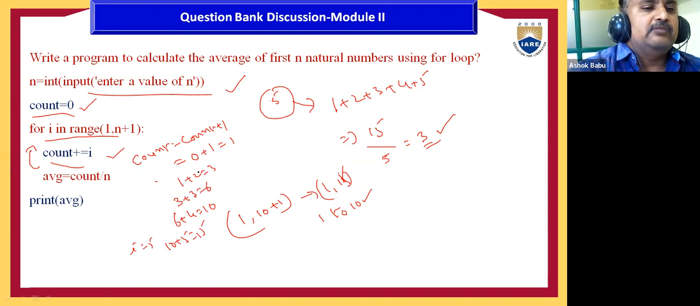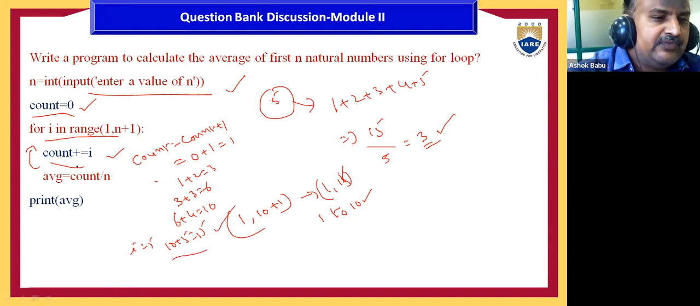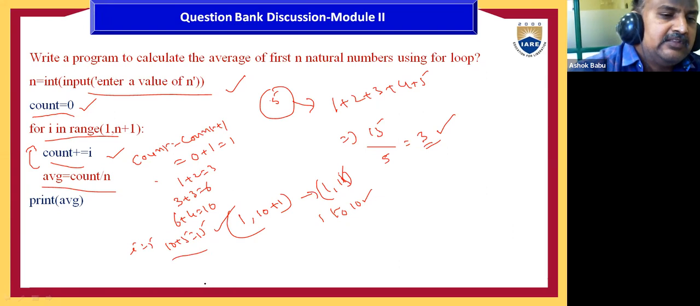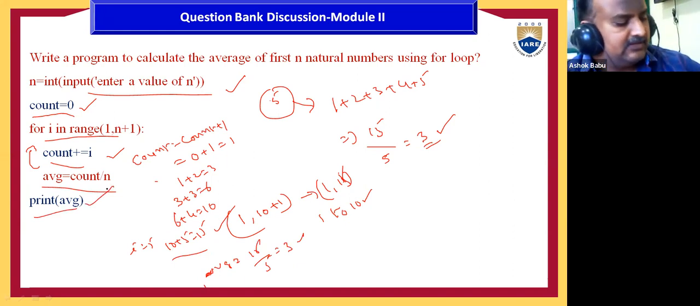So here we are calculating the sum of the first 5 natural numbers, and the total is 15. After calculating the 15, it will calculate the average. Average equal to count by n. The count is 15, so the variable avg is equal to 15 by 5. Average equal to 3. Then print average. Like this, we can calculate the average of the first n natural numbers. We'll run the program using the Python module.